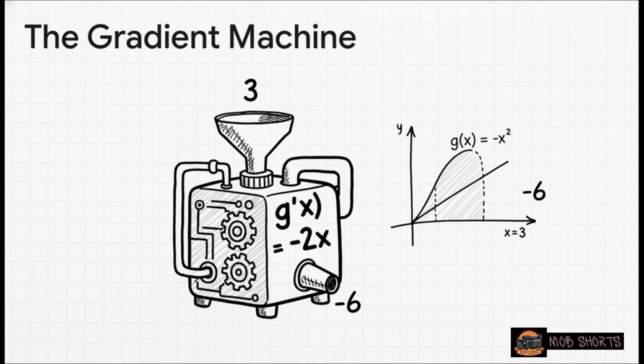You want to know how steep the original curve is at, say, x equals 3? Easy. You just plug 3 into your new derivative function. g prime of 3 is minus 2 times 3, which is minus 6. That's it. That's the steepness at that exact spot. This new function gives us that power for any point we could ever want to know.